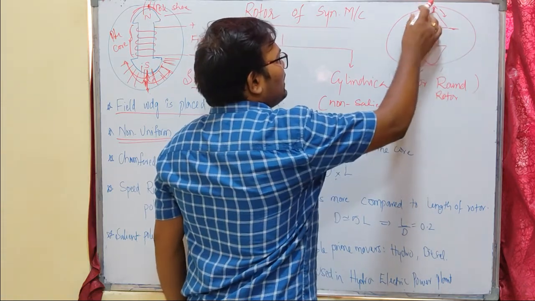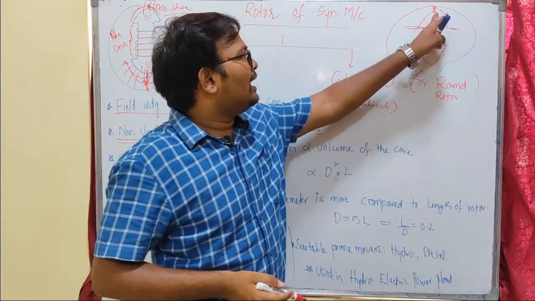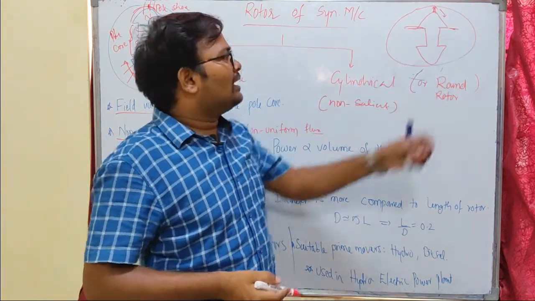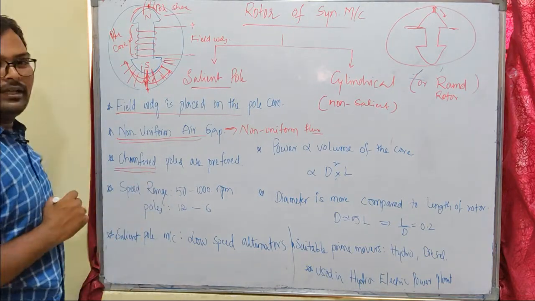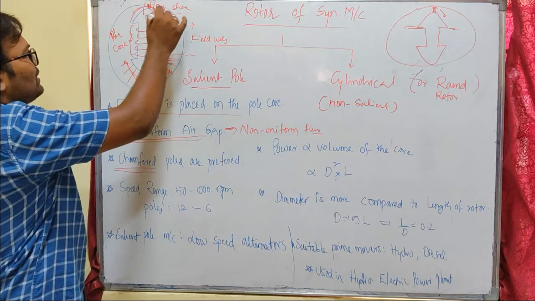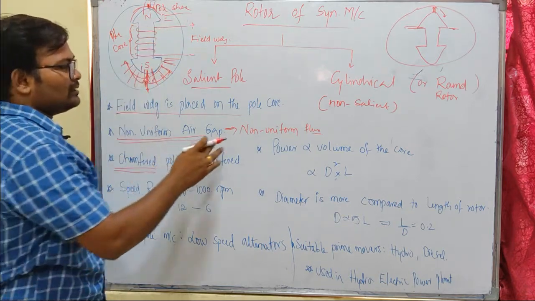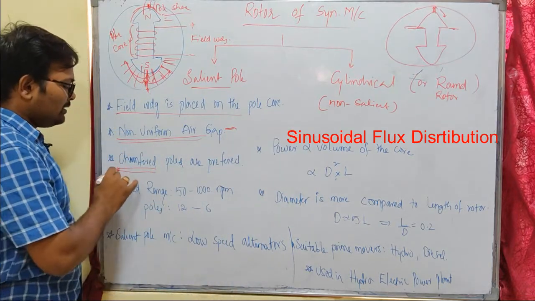The type of salient pole where there is a minimum air gap at the pole center and maximum air gap at the pole end is called chamfered poles. If you can make the salient pole with minimum air gap at the pole center and maximum air gap at the pole end, you can somehow improve this flux distribution to uniform. That is done by chamfered poles.